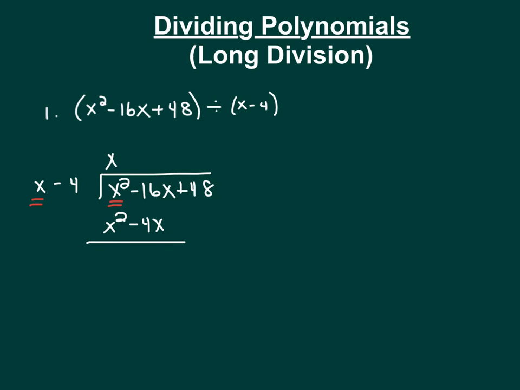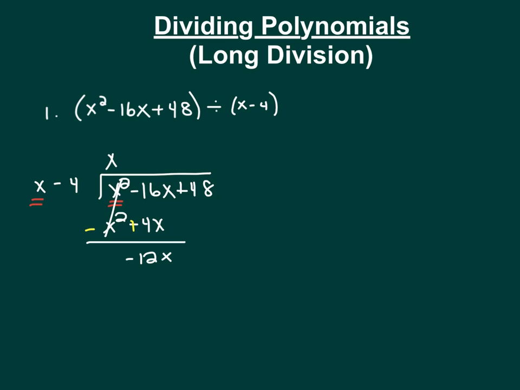Okay, now whenever you use long division, what you want to do is subtract this term from what's above it. So in order to subtract this out, we're just going to change our signs. So this is going to become a negative, and this negative over here becomes a positive. So now when we combine our like terms, x squared minus x squared just cancels. And then negative 16x plus 4x is negative 12x.